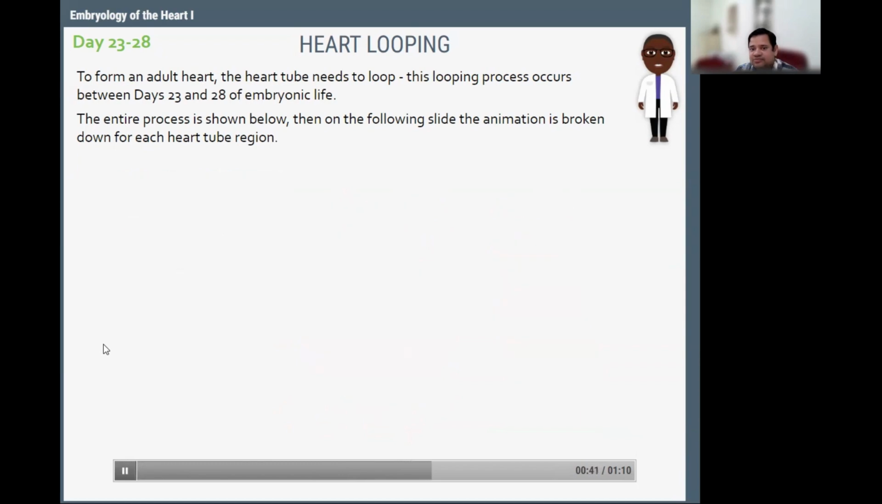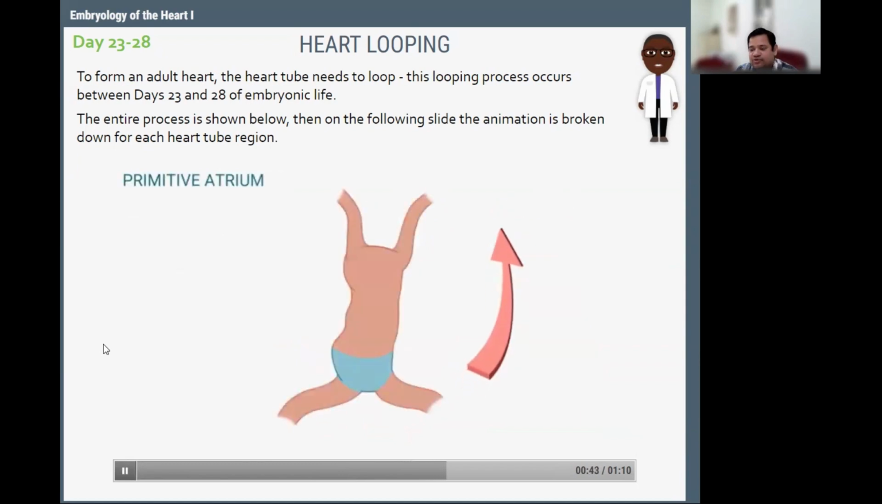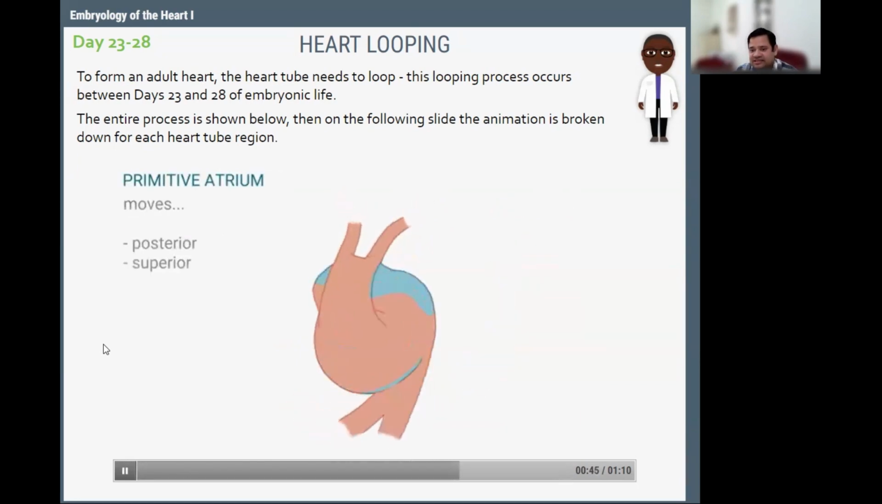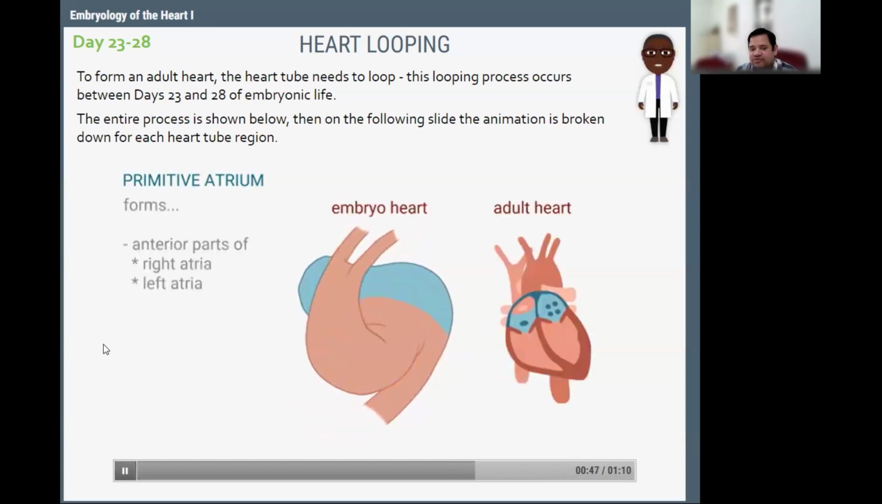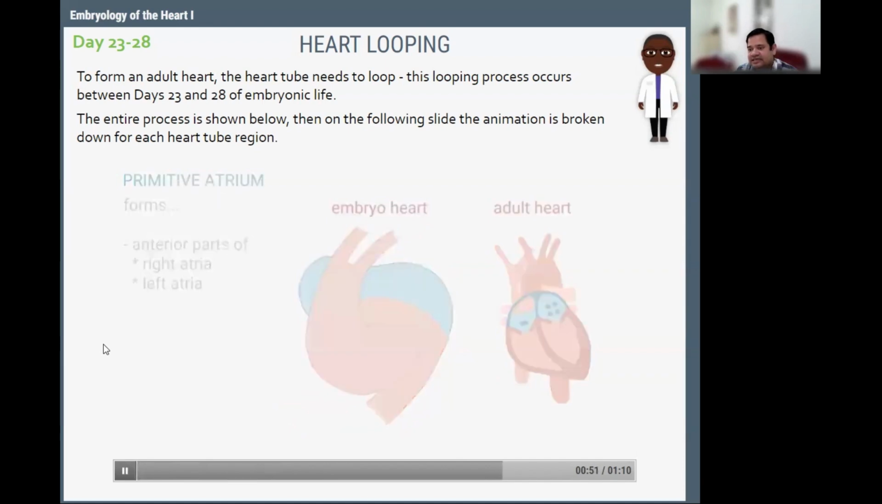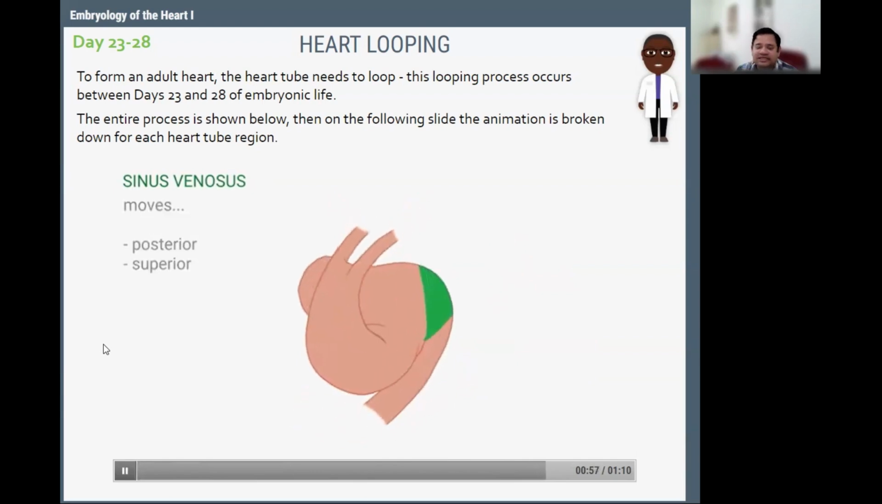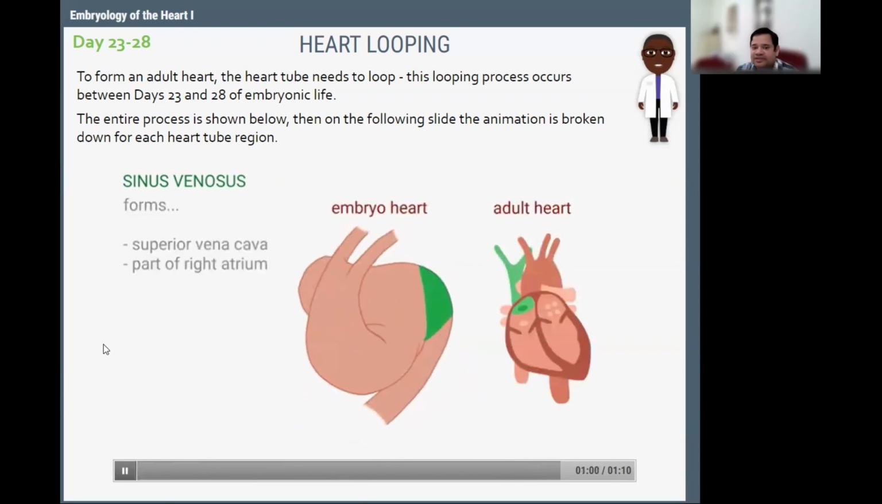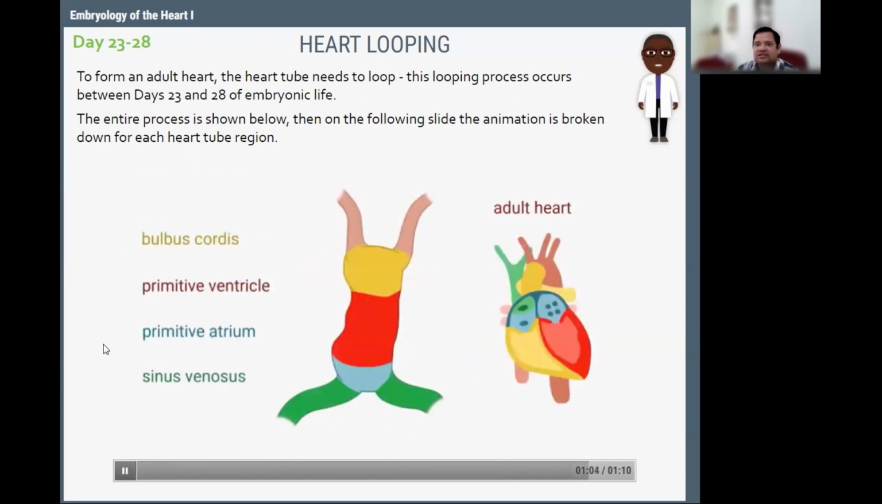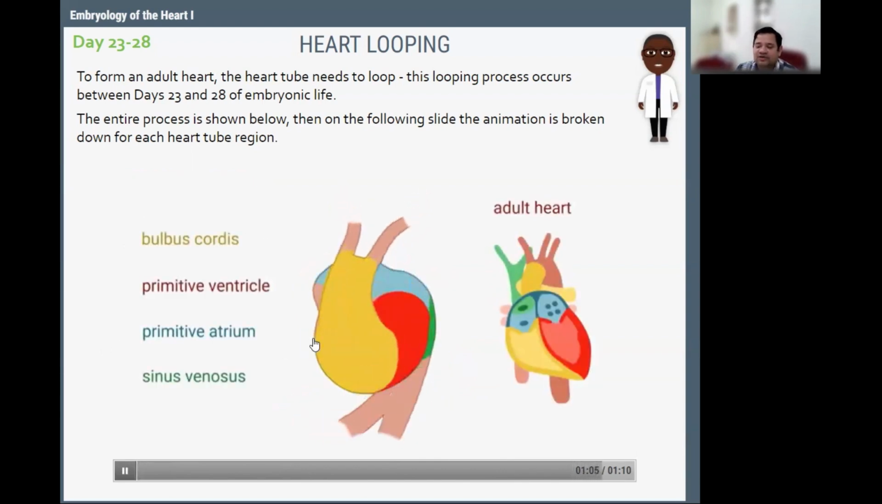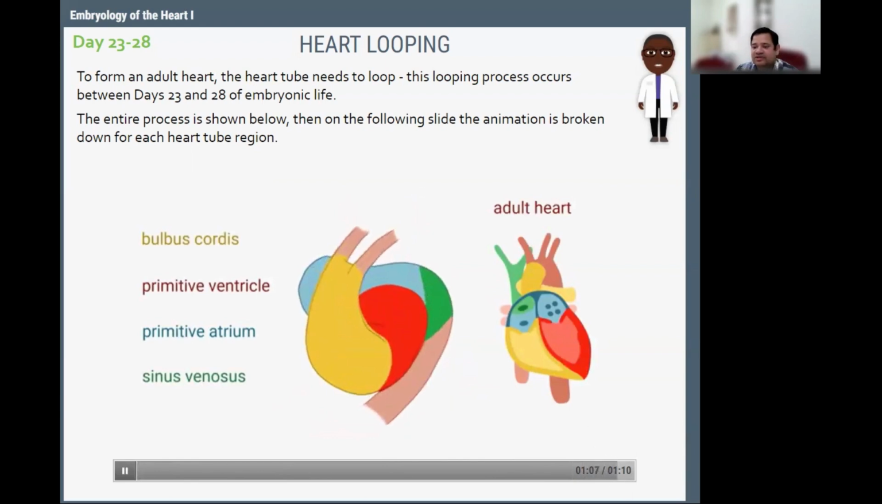Then the next part is the primitive atrium. It moves posterior and superior, and it is going to form most of the right atrium and left atrium in the adult heart. Then you see the last part, the sinus venosus. It will also go posterior and superior, and it is going to form the superior vena cava and some connecting part of the right atrium. So this is called the looping of the heart, how the heart moves to form the adult heart-like structures.